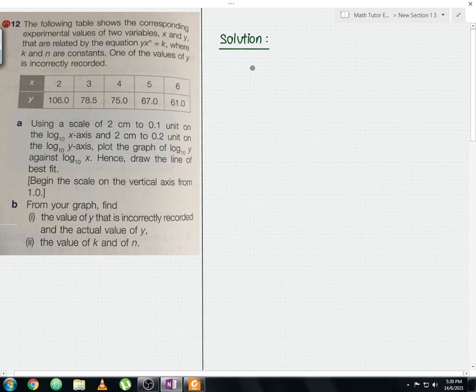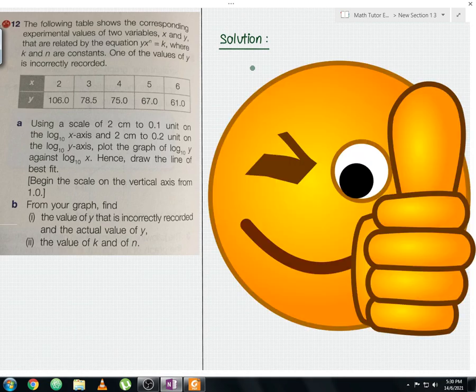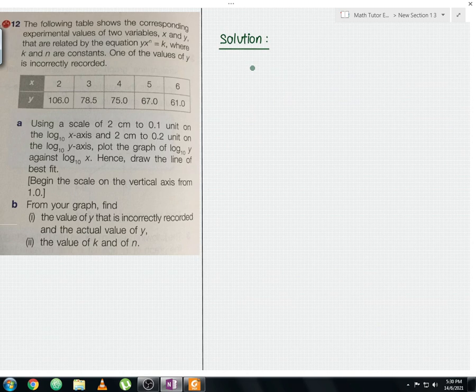So I hope that you're going to attempt this question in the future. If you could manage to solve this question, a big thumbs up to you guys. But if you can't solve this question, no worries. I'm going to show you the step-by-step working and the solutions. So without further delay, let us start to solve the question.